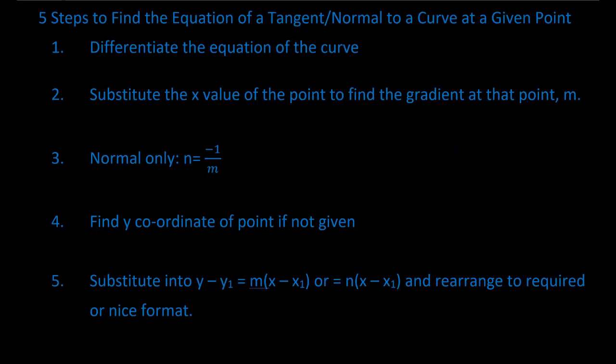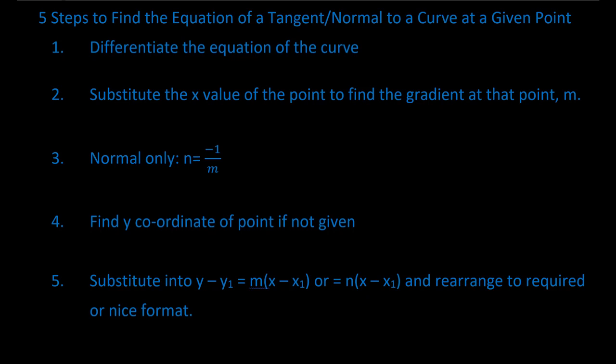Let me go through the 5 steps that you'll need to find the equation of a tangent or a normal to a curve at a given point. So the first thing you need to do is differentiate the equation of the curve, because of course dy/dx is the gradient at that point on a curve.